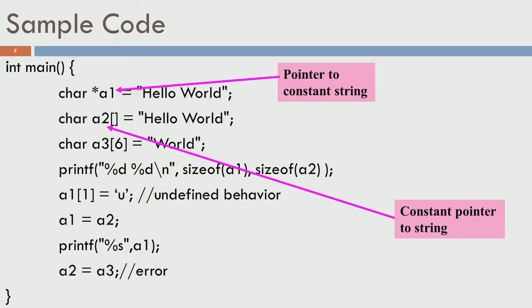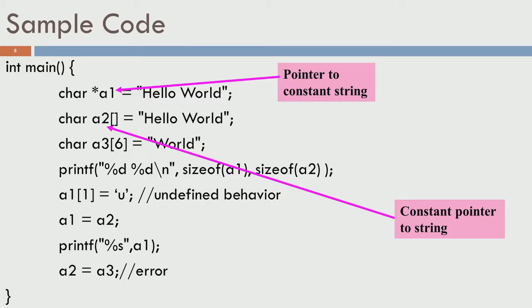So, sizeof A1 will be the size of the pointer. On my machine the size of pointers is all 8 bytes. So, sizeof A1 will print 8, whereas sizeof A2, A2 being a constant pointer to a string, is actually going to look at not the size of the pointer itself, but the size of what is pointed to. In this case A2 is pointing to "hello world", that requires 12 bytes. So, sizeof A2 would be 12. If I took this program and ran it on my machine, I would get 8 for the size of A1 and 12 for the size of A2.